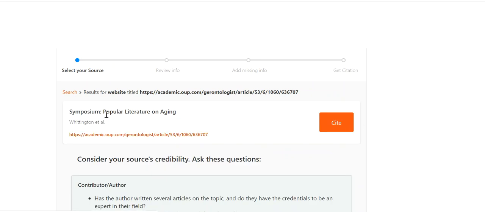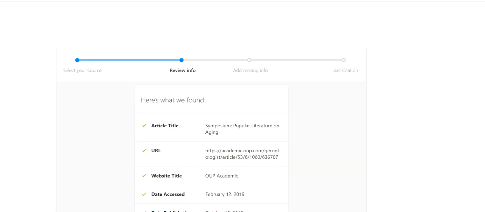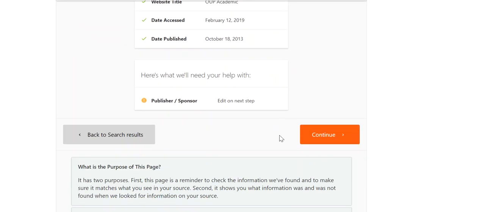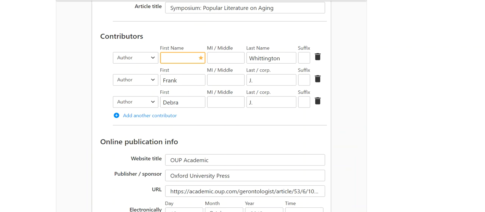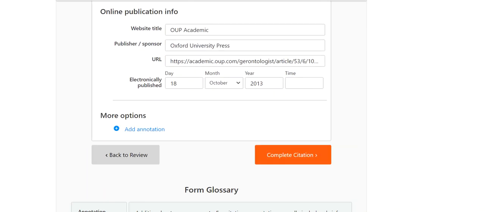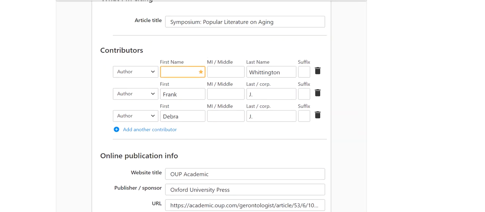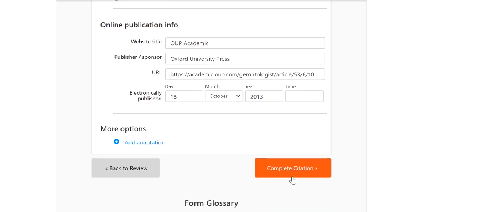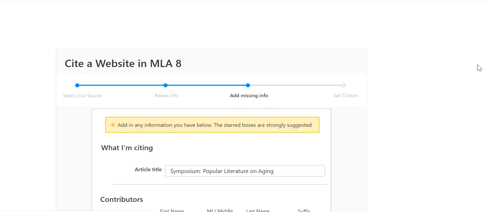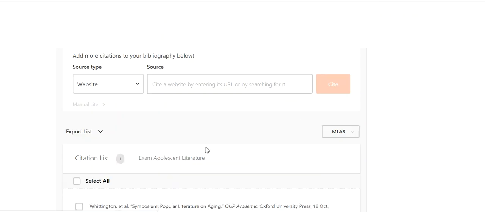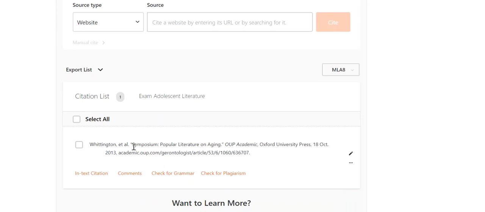It did find it, and so I'm going to complete the citation by clicking Cite. And I'm going to continue. I'm not going to add any more information. If I do have more information, I would fill it in here. I complete the citation. And there you can see where it has been added to my project.